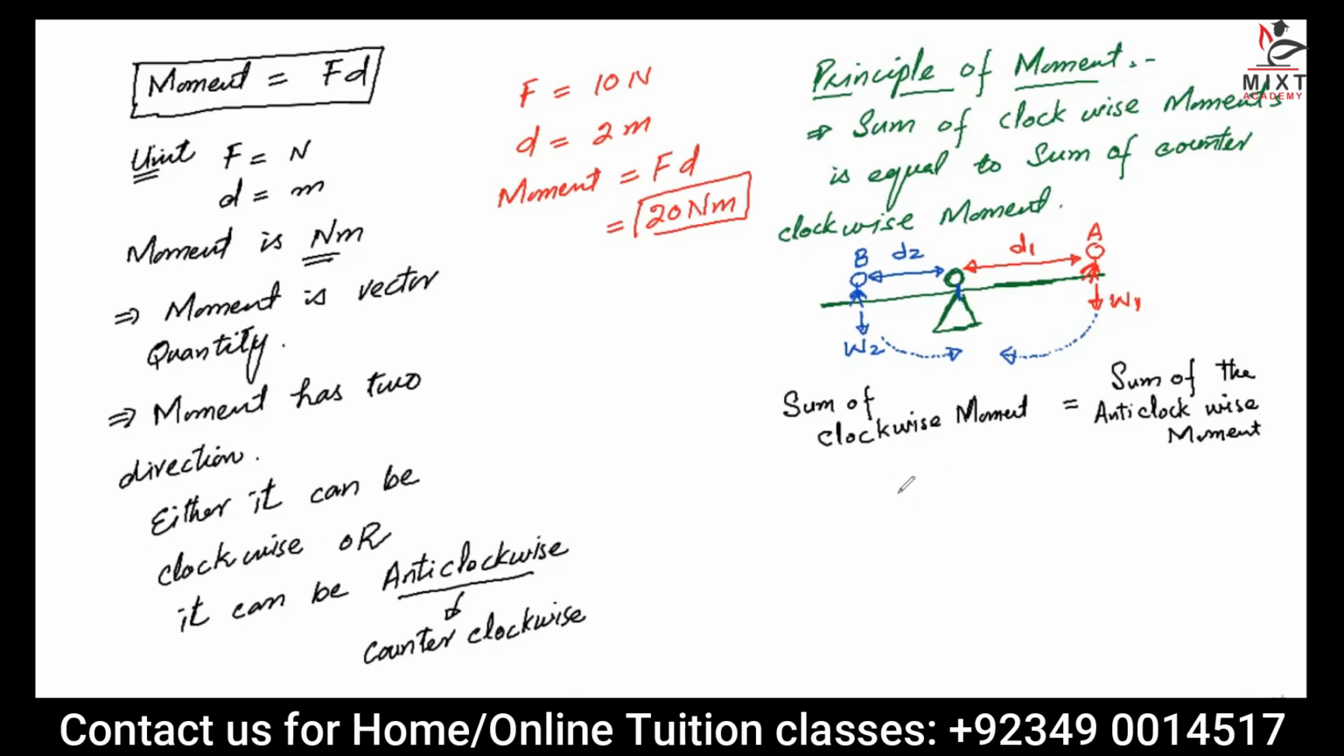Now you will write that W1 into D1 is equal to W2 into D2. So this formula is regularly coming in the paper. Out of the three quantities given to you, you will find the fourth quantity. So this is your principle of moments. Have you noted that?